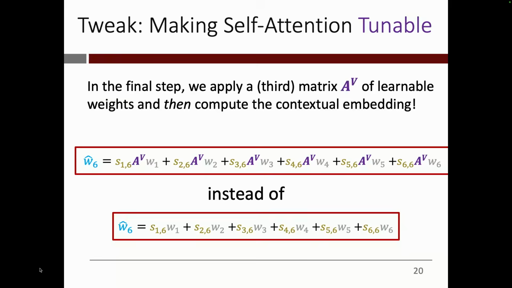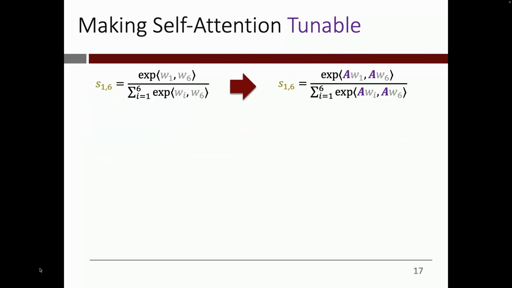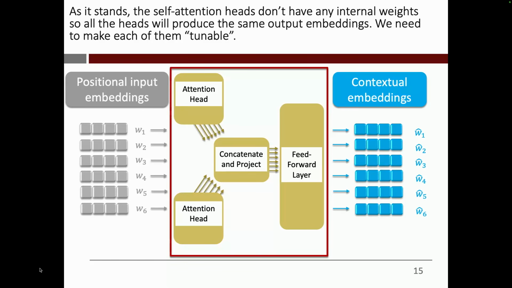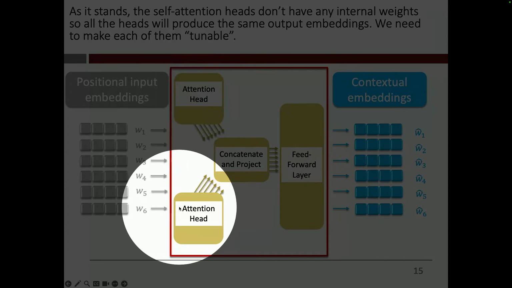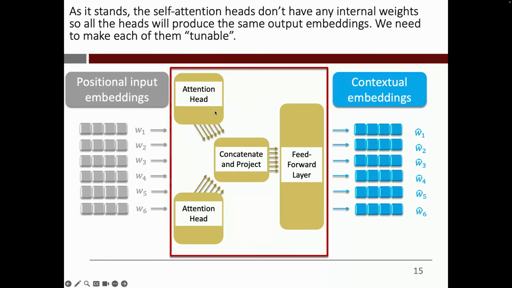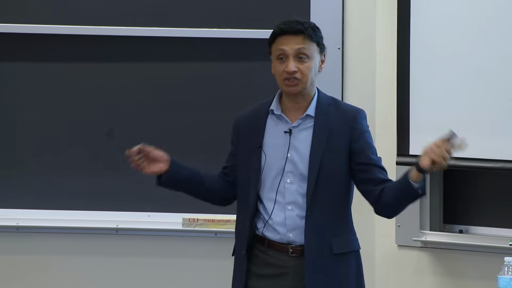Okay, so this is what we have here. Now, just to recall, by making self-attention tunable, we get a very interesting benefit. When you have different attention heads, before, you could have two attention heads, but because there were no parameters inside, their outputs would have been identical, because the inputs are the same for both. But now, since each attention head will have its own AQ, AK, AV matrices, the outputs are going to be different. That's why it makes sense to do the tunability thing, because that's what makes multiple attention heads useful.